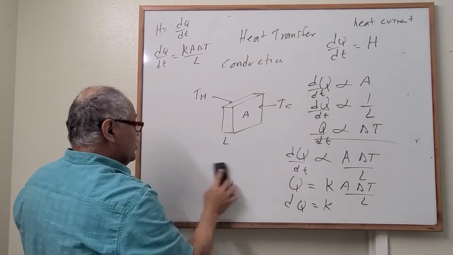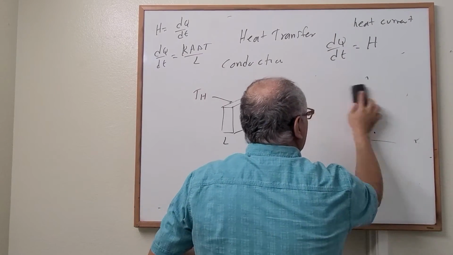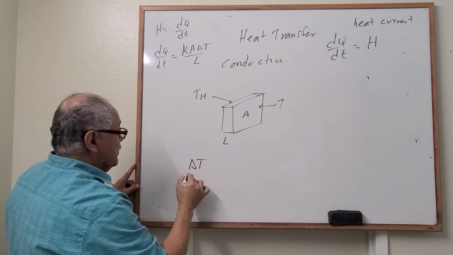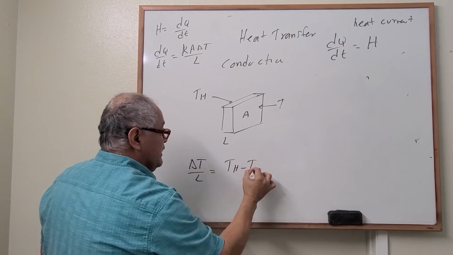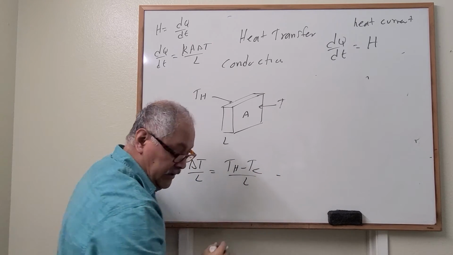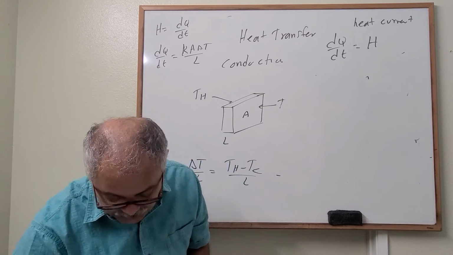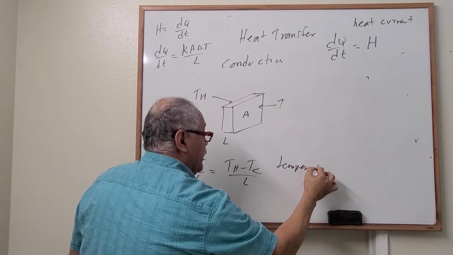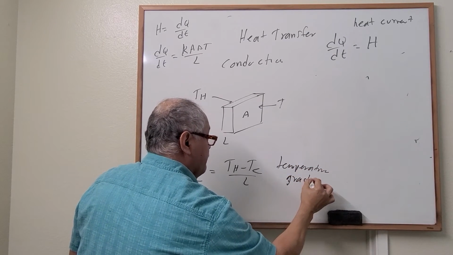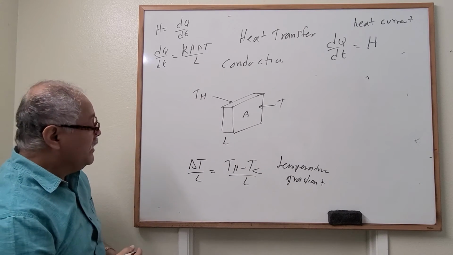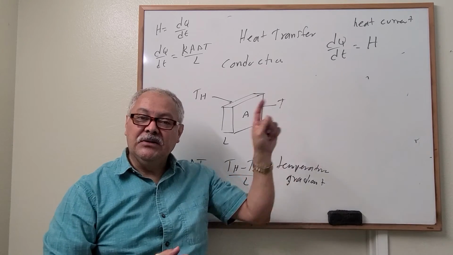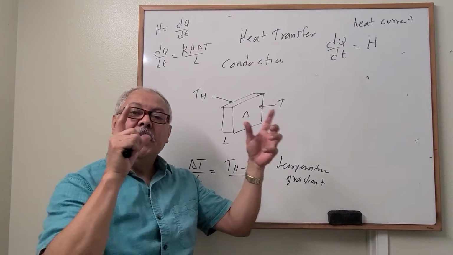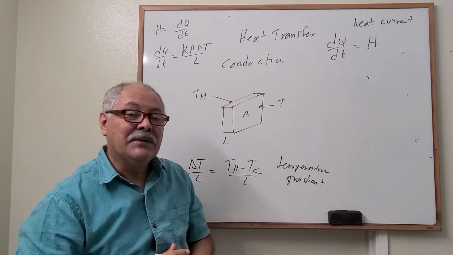Okay, great. Also, this quantity, delta T over L, which is equal to T_H minus T_C over L, has a special name. This is called the temperature gradient. Temperature gradient. Okay, because it's going to give us the direction in which heat is moving, always from hot to cold systems, correct? That's why we call it the gradient.